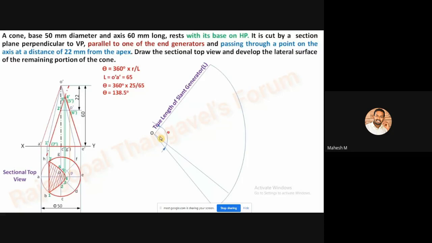Okay, and also with that you can mark the notations. So this first initial point is A, and the second point is B, and the third point will be C, and D, E, F, G, H, and the final point is A. Okay, A, B, C, D, E, F, G, H, and the final point is A.